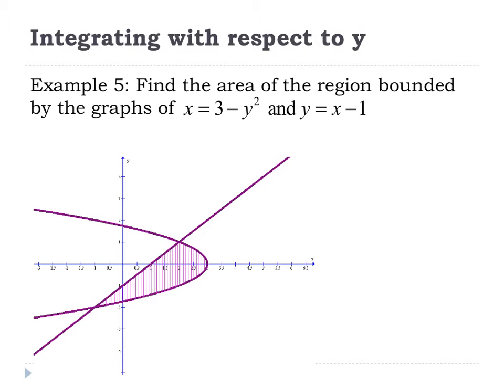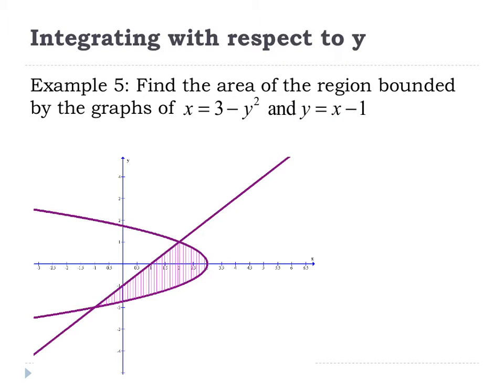In this last video, we're going to go over a new technique of integration, which is integrating with respect to y instead of with respect to x. So in example 5, we're going to find the area of the region bounded by the graphs x equals 3 minus y squared and y equals x minus 1.